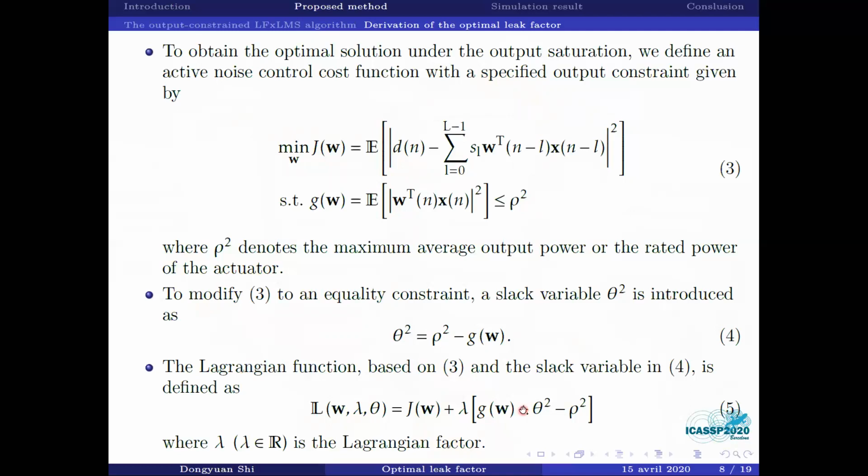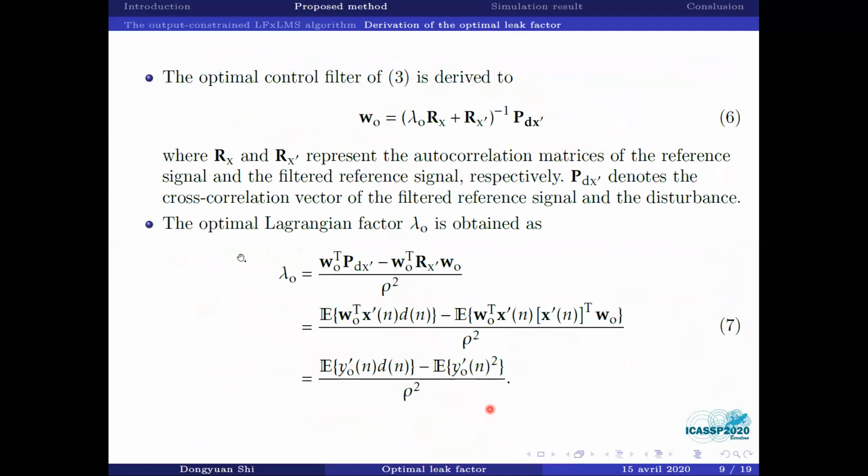By solving this Lagrange function, we can derive the optimal control filter as shown in equation 6, where R_x and R_x' refer to the autocorrelation matrices of the reference signal and the filtered reference signal. P_dx' denotes the cross-correlation vector of the filtered reference signal and the disturbance. The optimal Lagrange factor lambda_o is obtained in equation 7.